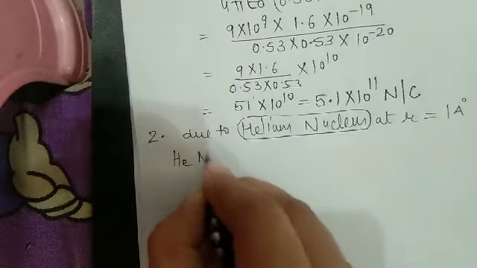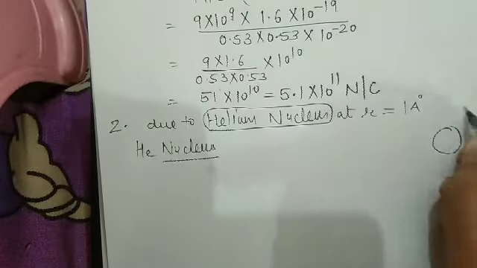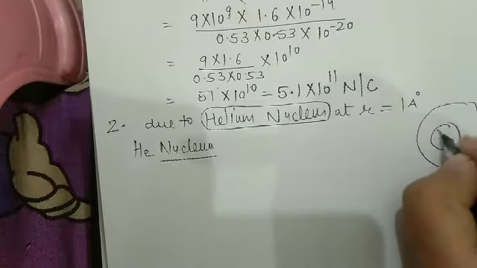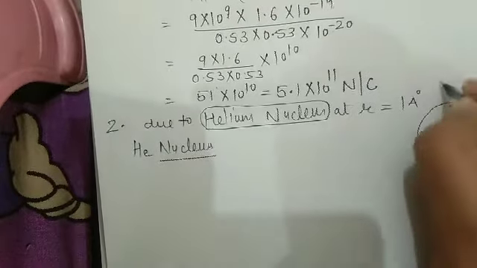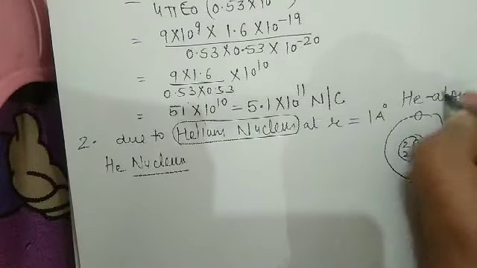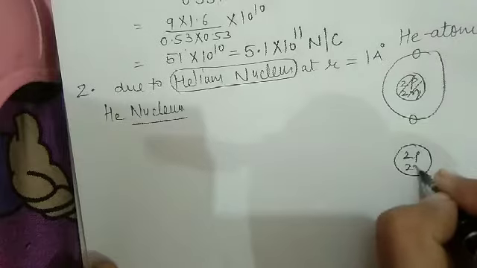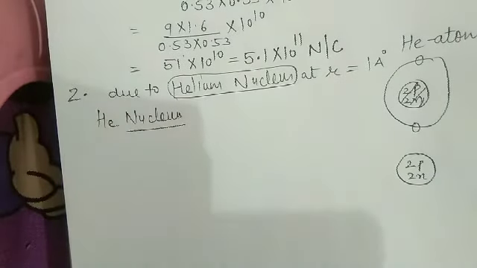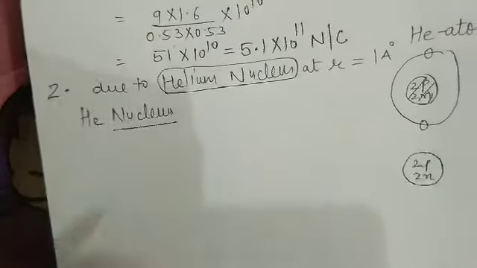Firstly, you have to find out what is the amount of charge on the helium nucleus. If I am saying helium nucleus, it means... helium having 2 proton, 2 neutron and 2 electron is not the helium nucleus, it is the helium atom. But when I am considering the helium nucleus, it means only this section, 2 proton and 2 neutron. Neutron has no charge.